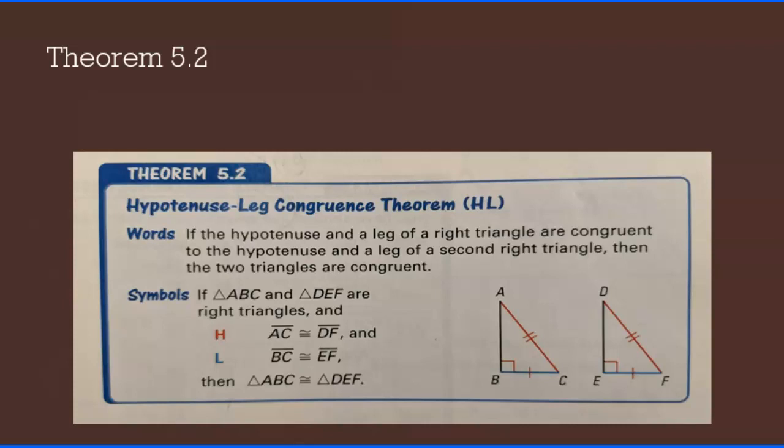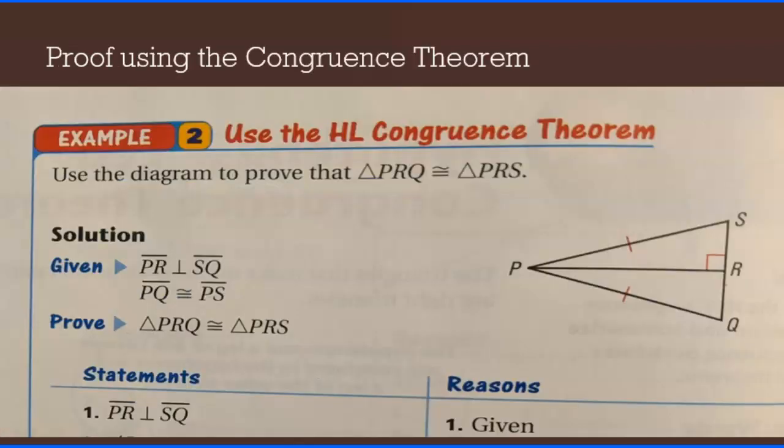I'm skipping over example 1. I think you can probably read through that and understand it. But let's look at example number 2, and we're going to work through that. I have provided the top bit of information for you. It says use the diagram to prove that triangle PRQ, that's this right here, PRQ, is congruent to PRS.